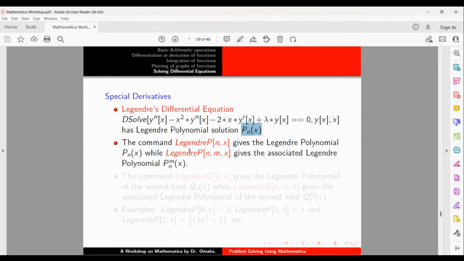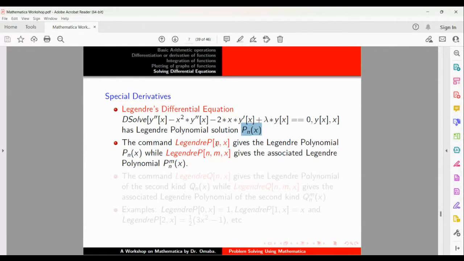And for us to compute the Legendre polynomial, we know in class that when n is equal to 0, P0 of x is equal to 1. So just write LegendreP, then write the number here. If you are looking for P0, the n here should be 0. If you are looking for P1, your n here will be 1. So use it to solve.